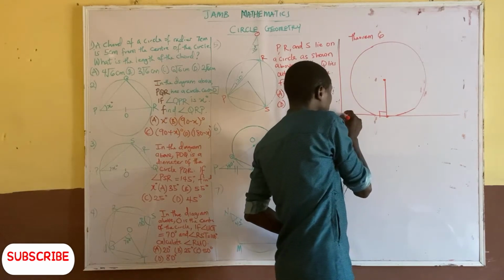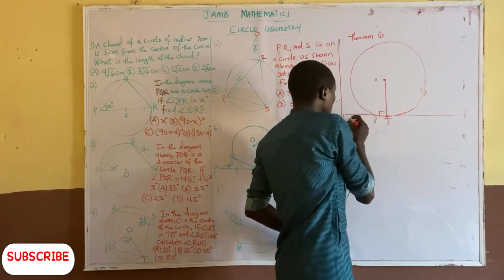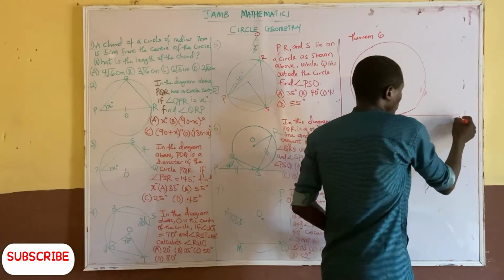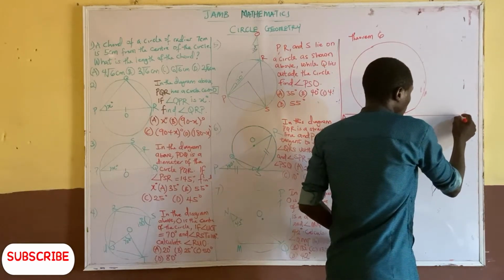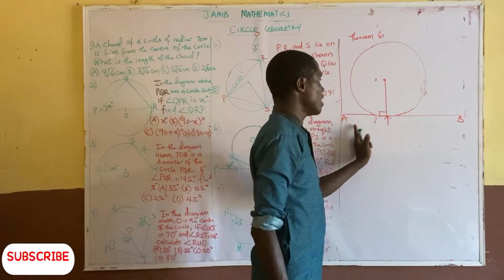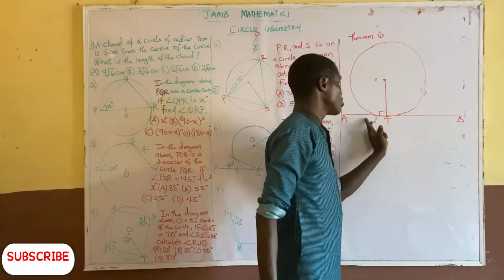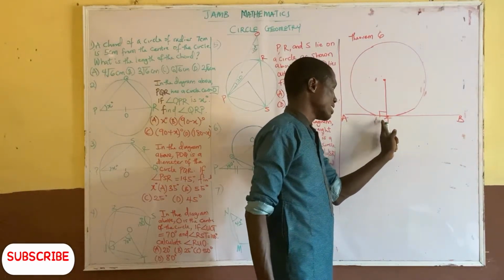You call this one tangent. You can call this one T, and this one A. So this is tangent ATB. This is a straight line which touches the circle at the point T.